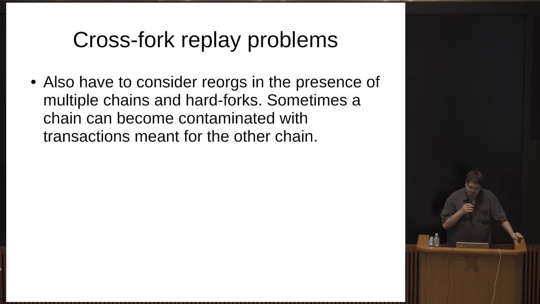Just to drive the point home, with replay of transactions across blockchains, in a situation with multiple forks, it is possible for transactions to replay across multiple forks simultaneously. So this can cause lots of mayhem and chaos, and it gets really difficult to track where all the transactions are, who's sending me money, who's not, why is this occurring, how do we stop it, things like that. You have to be really careful around forks.